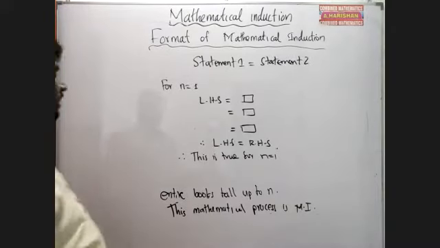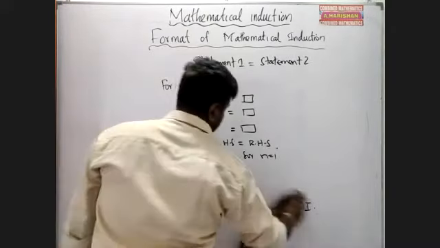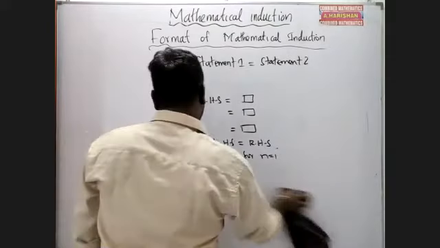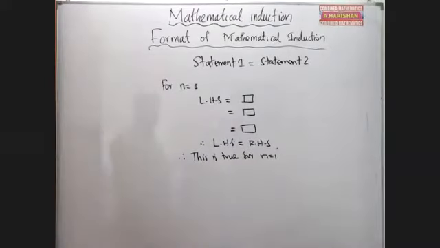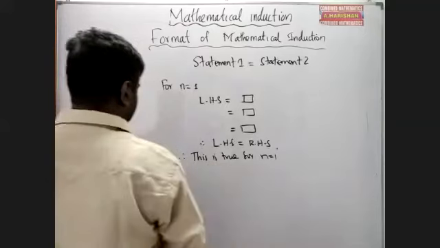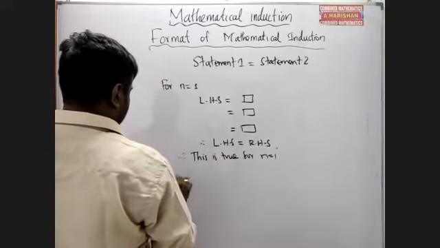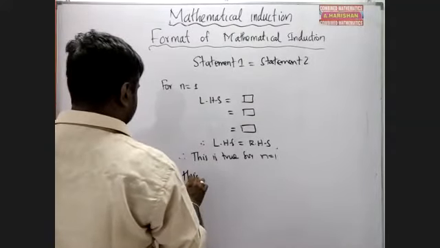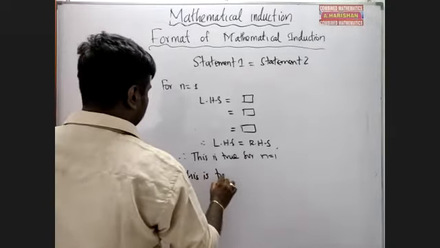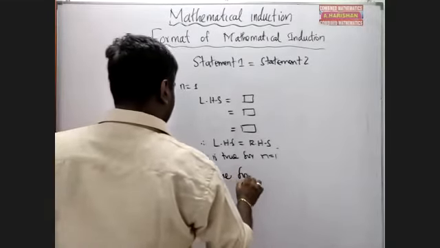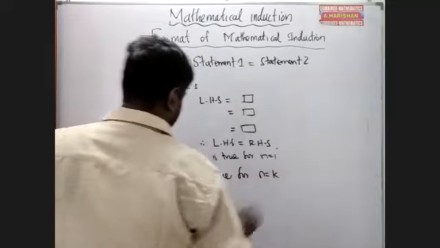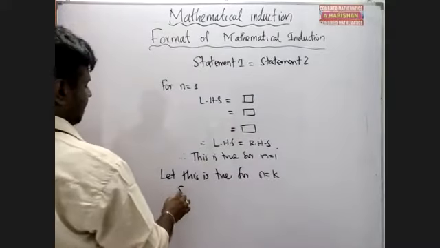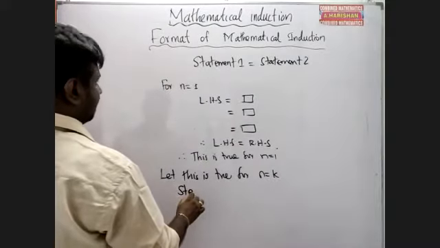N equals 1. So this is true for n equals 1. So now you have to take, let this be true for n equals k. So then you have to substitute there in the statement.